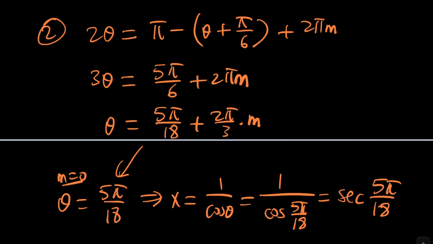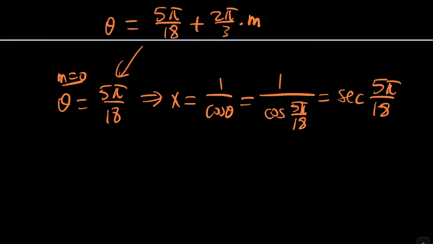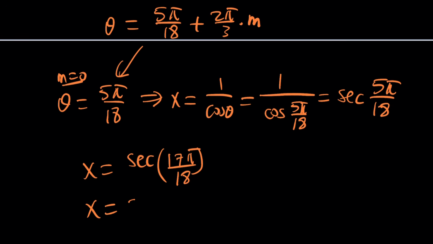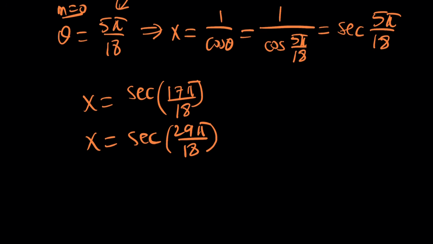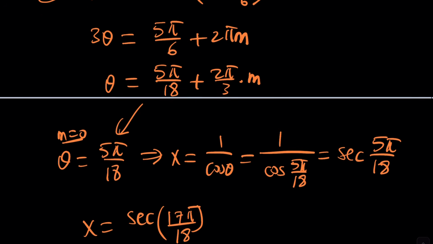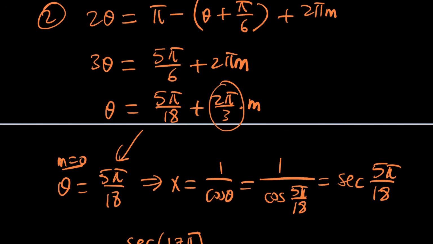We already talked about 2 root 3 over 3, but more solutions are coming, like secant of 5 pi over 18, which we already talked about. The next one is going to be 17. I have to add 12 because 2 pi over 3 is 12 over 18. So the next one is going to be secant of 17 pi over 18. By the way, this is close to pi, but it's not exactly that. And then yet another one will be secant of 29 pi over 18. And again, these are really weird values, but they all differ by 2 pi over 3, because as you can see here, that's our increment every time, okay?